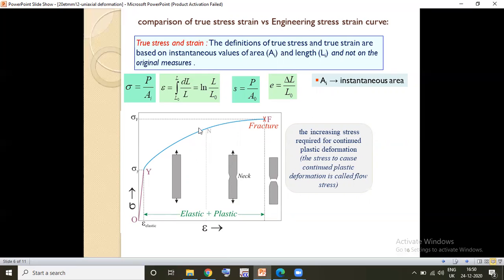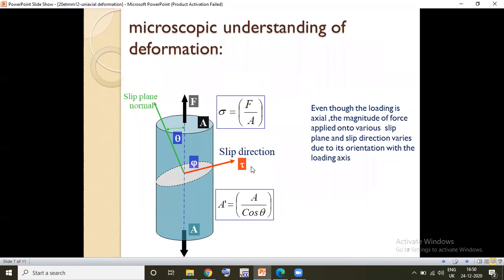Here you can see that the necking phenomenon you can't observe in the true stress-strain curve. This is because, to cause the continuous flow of the material, as the area we are taking is instantaneous, the area at this point is very small compared to the area beyond this point. So to cause the continuous motion of the material, the force is increased, nothing but the stress is increased. So it is observed in this curve.